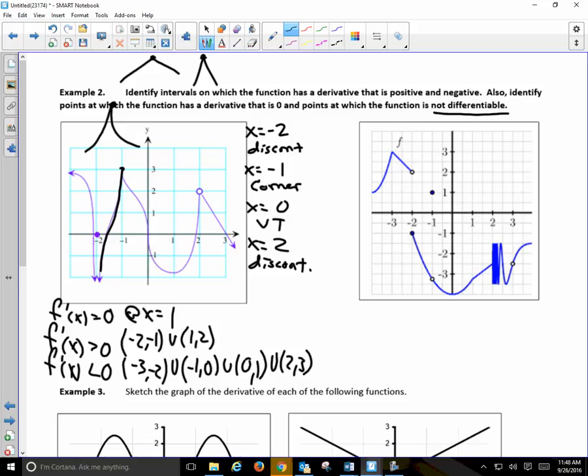Okay, I want you to do the next one on your own. Don't worry about where it's positive or negative. For this one, please just focus on these two pieces. Number one, identify where the derivative does not exist and state why. And then also identify where the derivative is equal to 0. Okay, go.